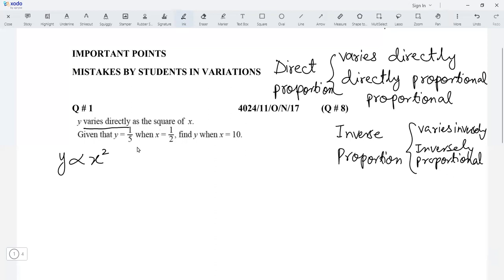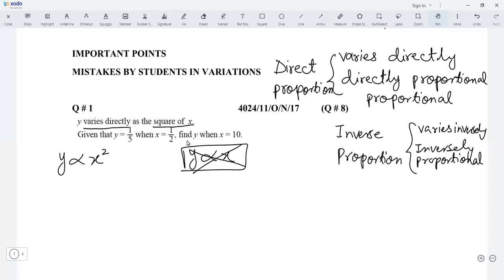The other thing is, most of the students may make a mistake if they do not read the question clearly: square of x, sometimes they forget the square. They will just write y is proportional to x. This is not the correct way. This is wrong, because they're mentioning square of x. Just remember this, do read the question again and again.